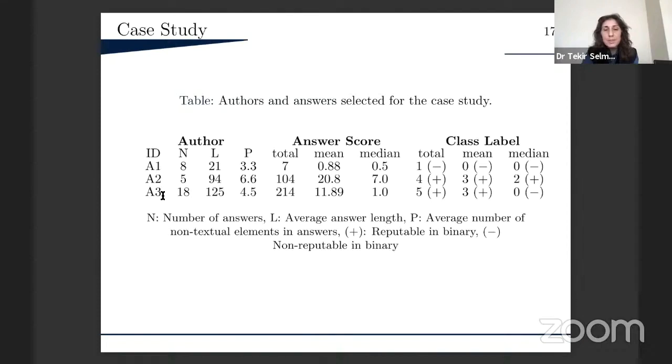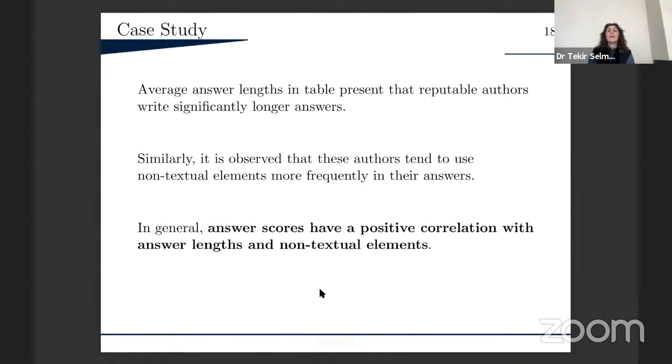We selected 3 authors here. In this selection process, there was a unanimous decision for all the numerical ground truth values: here, all the class labels are minus using our system, here unanimous plus, and one in between. We also collected some characteristics: number of answers, average answer length, and whether there were non-textual elements in answers. Average answer length was a good indicator in that reputable authors provided significantly longer answers, and they also used those non-textual elements extensively.